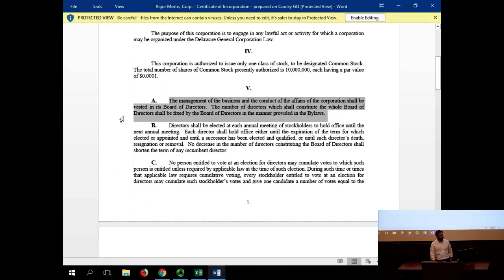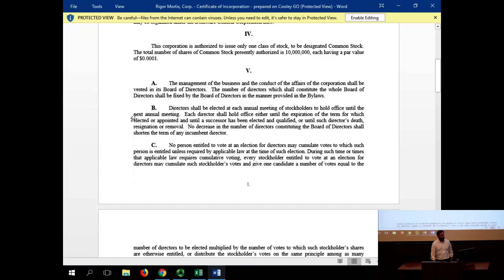And then a couple other provisions here. The business shall be conducted by the board of directors. You could specify the number of the board of directors here, or you could do what this document does. The number of directors shall be fixed in the bylaws. Why is it better to put the number of directors in the bylaws instead of in the certificate of incorporation?